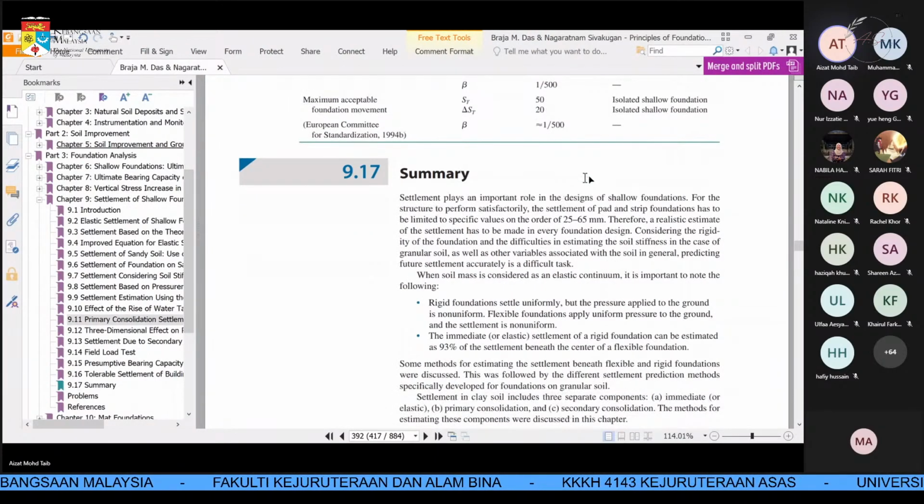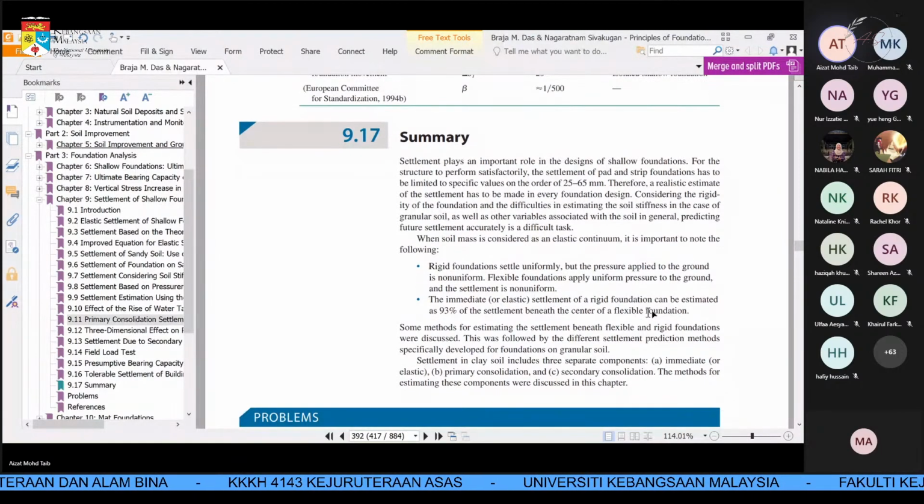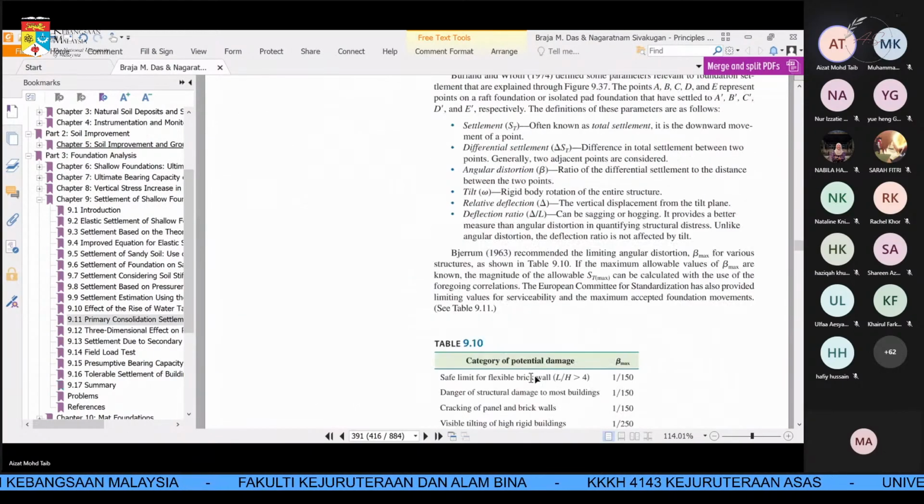Okay, so because this is what we can do lah. Summary: rigid foundation settles uniformly, but the pressure applied to the ground is non-uniform. Flexible foundation applies uniform pressure to the ground, and the settlement is non-uniform. The immediate or elastic settlement of rigid foundation can be estimated as 93% of settlement beneath the center of the flexible foundation. Kalau awak tengok 93% ni, itulah yang semalam tu, yang kena kali 0.93.